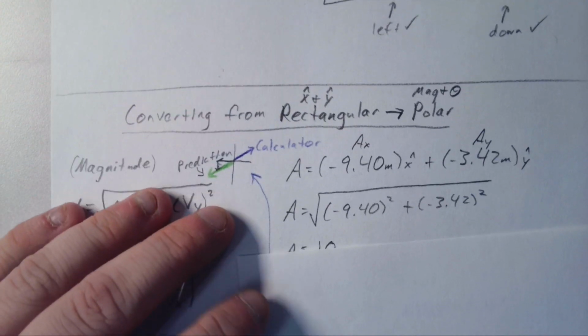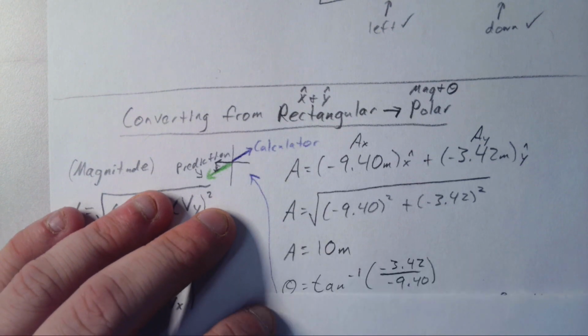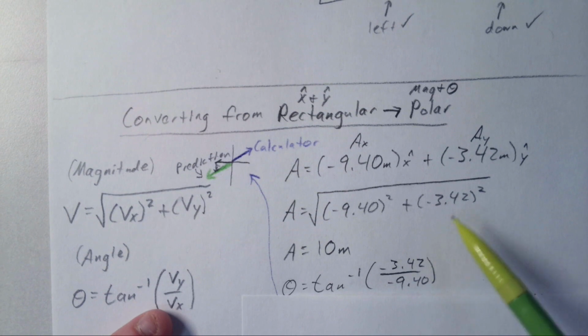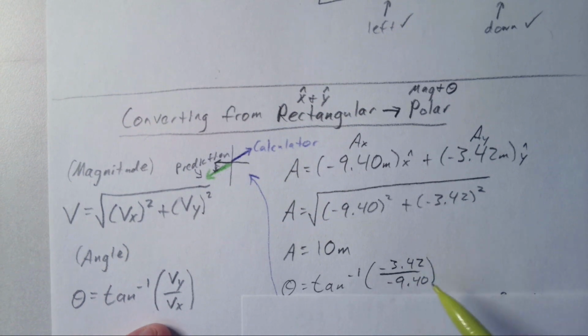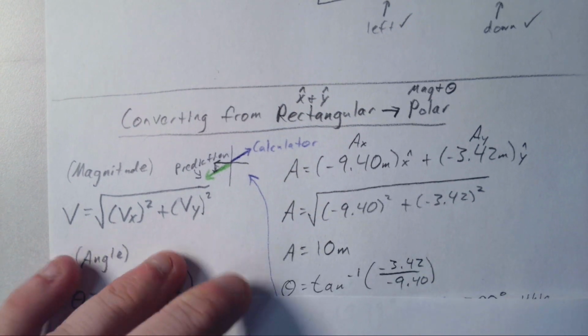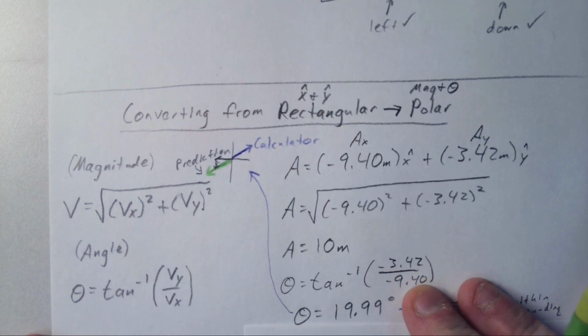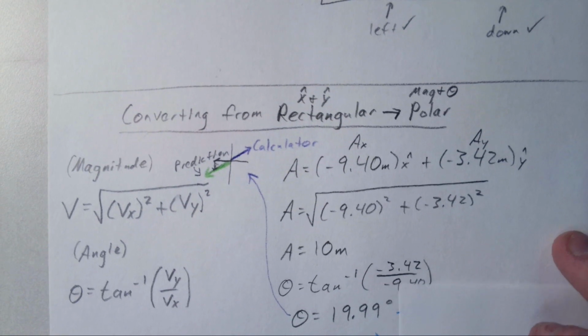Now let's see if we can do the angle here. We should do the inverse tangent of our y component over here, negative 3.42, over our x component. And we should get 200 degrees. Oh, however, when we calculate this, we get 19.99 degrees. Something is off here.